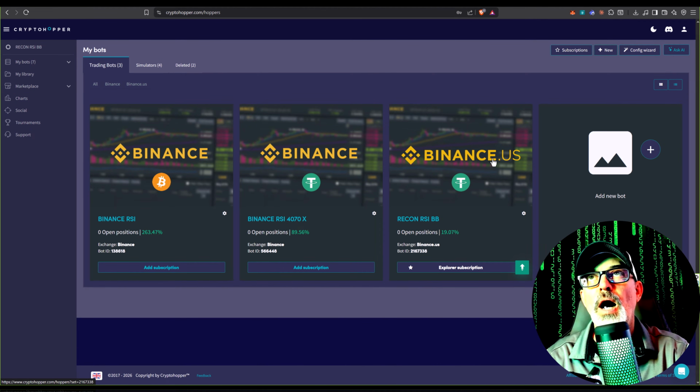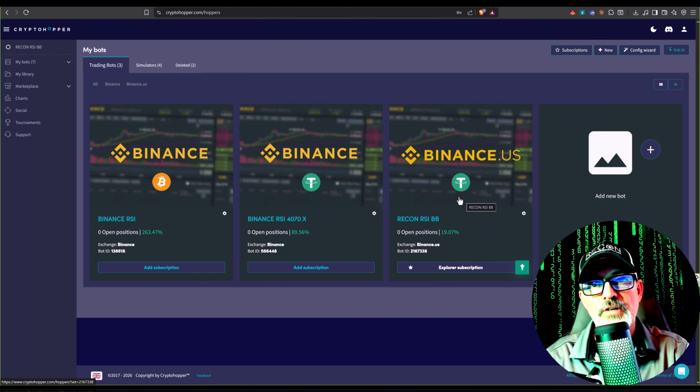in CryptoHopper on my dashboard, where you can see I have a couple different trading bots I've deployed over the years, but right now the one that is actually active is the Binance US. The bot is trading ETH USDT, and it's utilizing a pretty basic RSI Bollinger Band strategy. And disregard the 19% profit, that is not accurate.